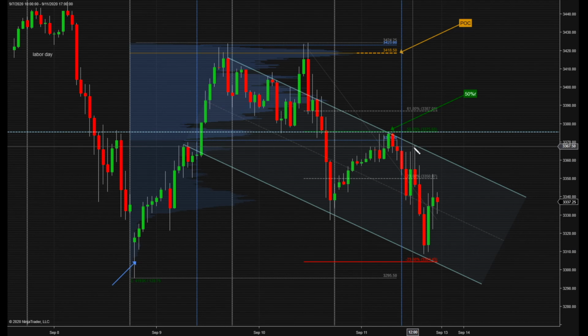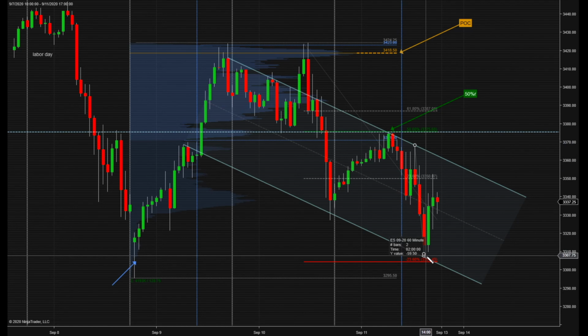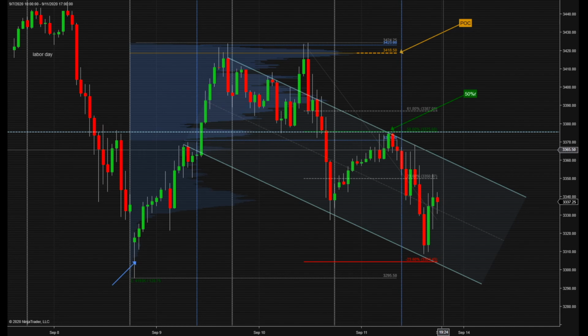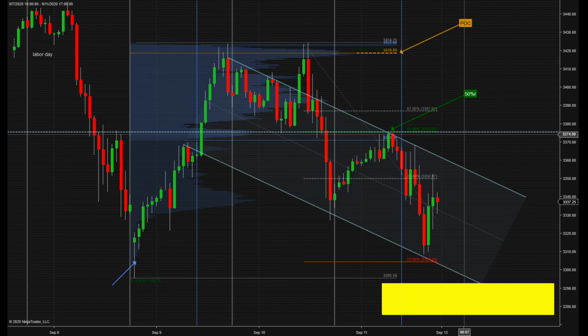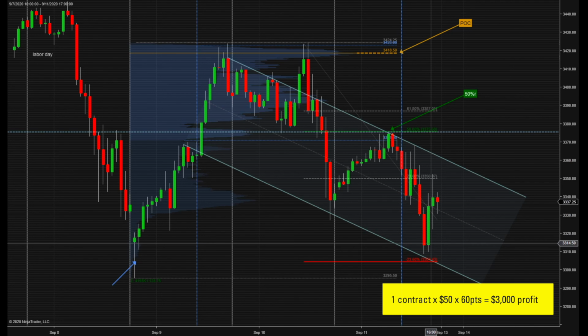Now this flush in itself from here to here is 59 points, which is an amazing trade. We're talking about if you risk off of this previous wick, if you got the trade up here, or even if you got the trade here and you risk off of here, or even if you risk off of the 50% retracement, you're talking about at least a 1-to-4 risk reward ratio. And with the ES, each point represents $50. So one contract with a 50-point move equals some nice change.